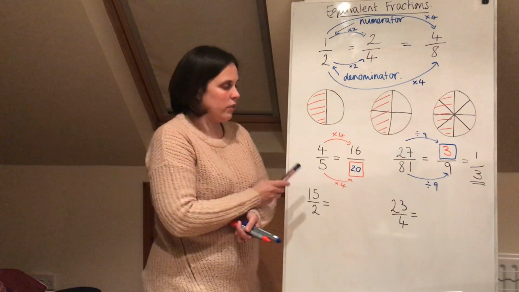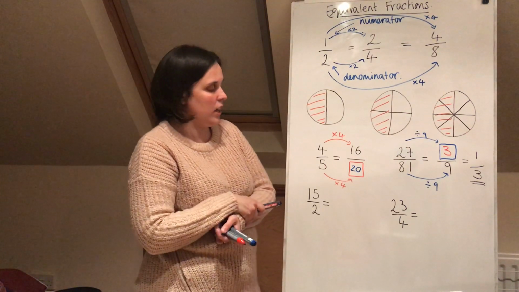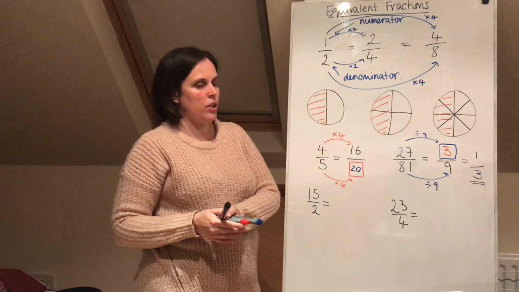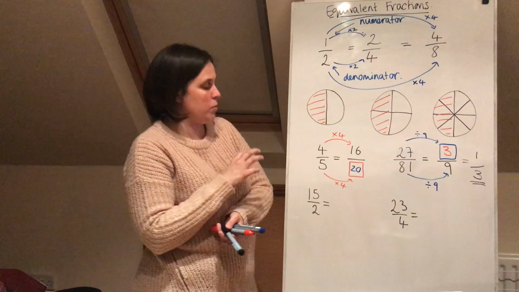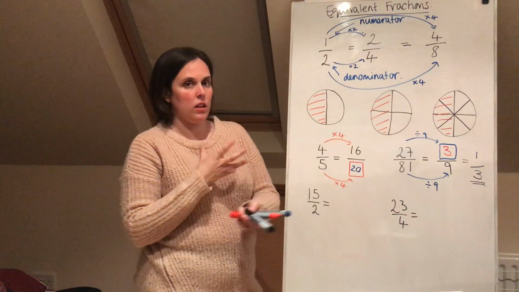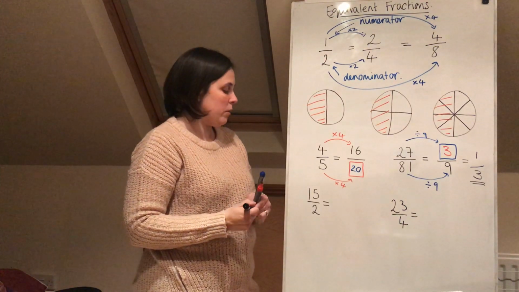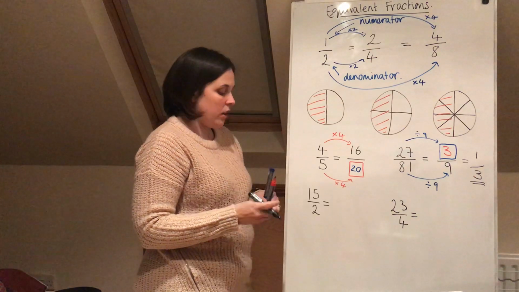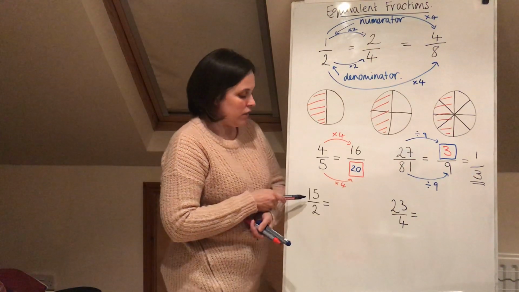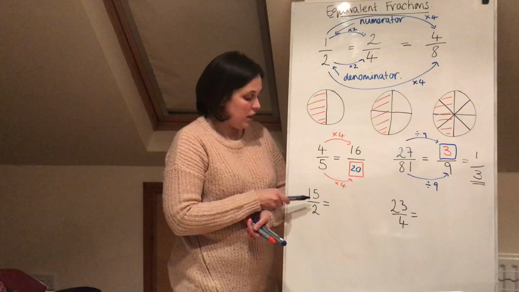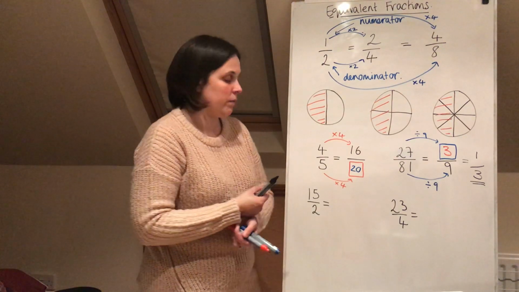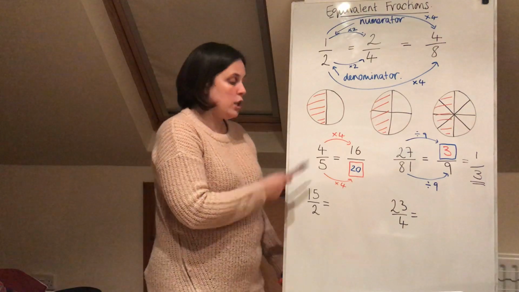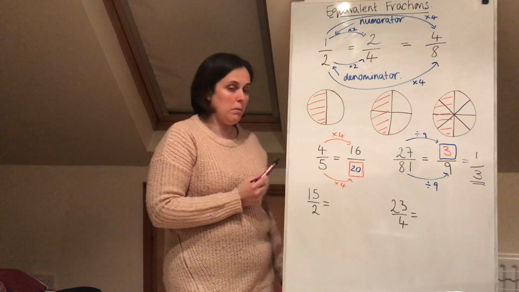Now, just to finish off, I've got 2 last examples for you. But this is not looking at equivalent fractions as such, it's looking at mixed numbers. So I just wanted to give you a bit of a reminder of how to work with mixed numbers. First of all, I've got 15 over 2. In its current format, this is what we call an improper or top-heavy fraction. That's because the numerator is bigger than the denominator.